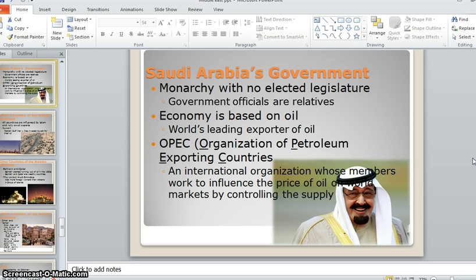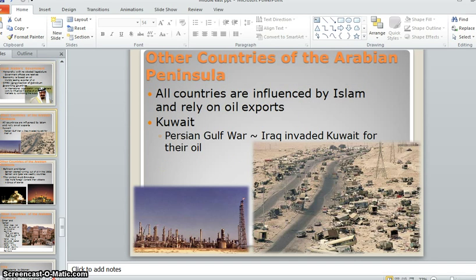So if you're wondering why gas is so expensive, it's because OPEC is determining how much gasoline or oil is going to be traded for. And once they determine that, that's how much basically gasoline is going to cost, is how much oil is being produced. So that's OPEC that's controlling the price of oil as far as gasoline and everything that we see here in the United States.